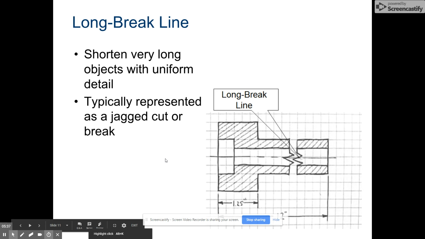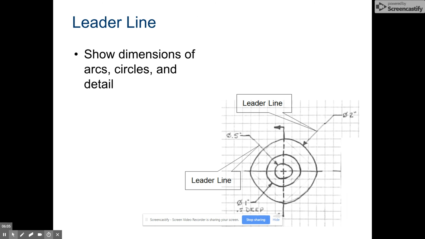We're almost done. Long break lines are used to represent when there's kind of a uniform detail. So just imagine I was going to draw, like, a log that's 50 feet, right? For whatever reason. Obviously the log is going to essentially look the same for most of the 50 feet. So I use these long break lines to kind of show, hey, it's going to be the same. So let me just shorten this drawing and have you understand that it's the same continuously, okay?